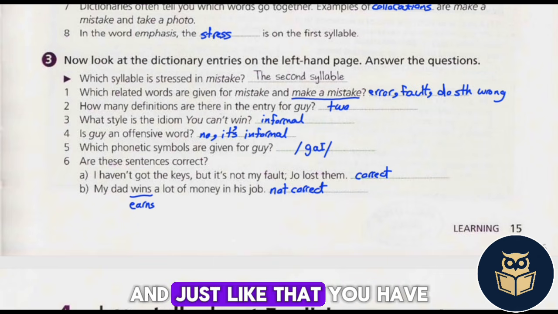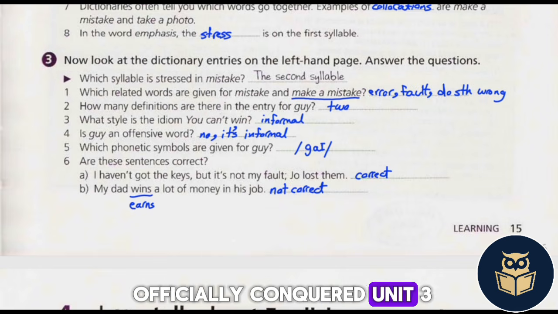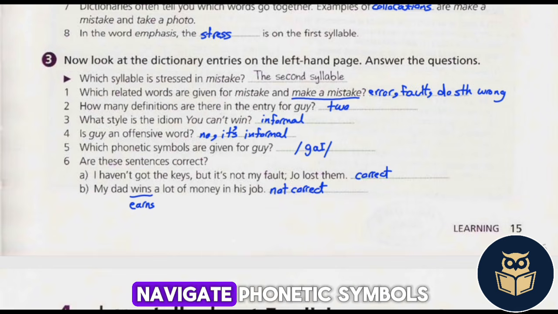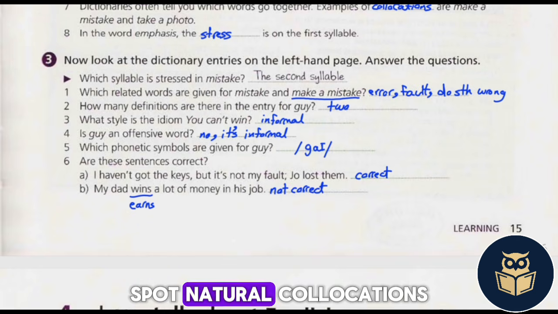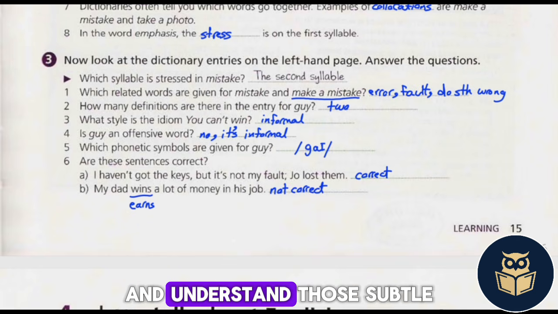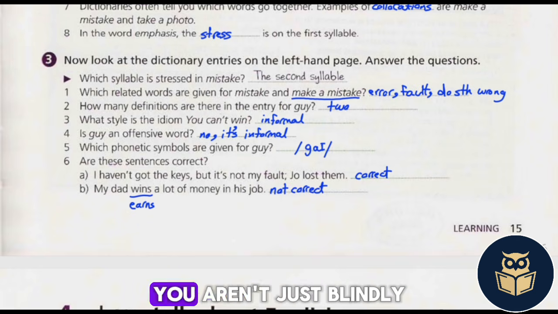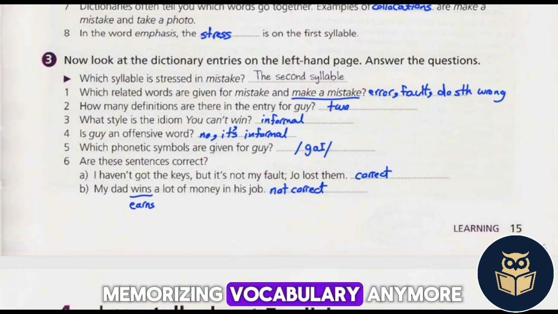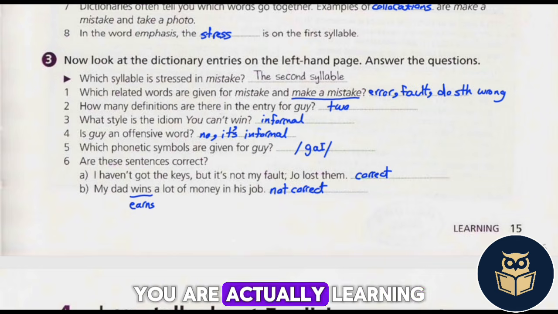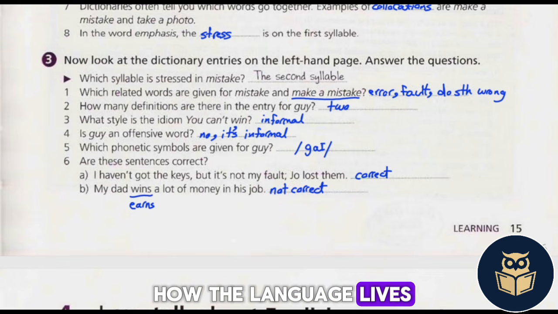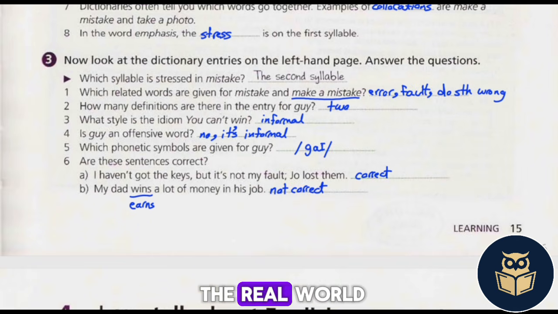And just like that, you have officially conquered Unit 3 by learning how to navigate phonetic symbols, spot natural collocations, and understand those subtle style tags. You aren't just blindly memorizing vocabulary anymore. You are actually learning how the language lives, breathes, and functions in the real world.